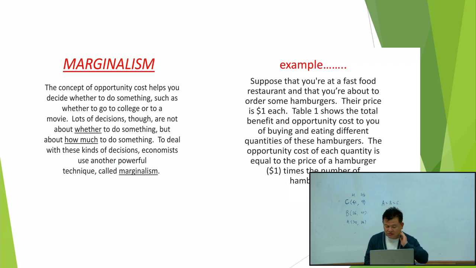Table 1 shows the total benefits and the opportunity cost to you of buying and eating different quantities of these hamburgers. The opportunity cost of each calorie quantity is equal to the price of the hamburger, $1, times the number of hamburgers. Usually the cost means if you decide to get the $1 hamburger, you sacrifice the choice of another $1 hot dog. At that time we say the hot dog is the opportunity cost.